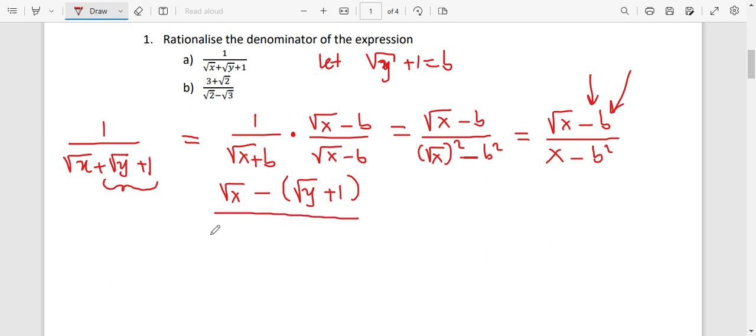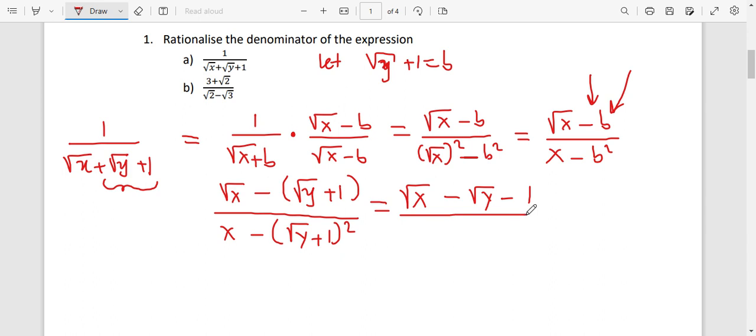And then in the denominator, we are going to have x minus, where there is b again, we are going to put square root of y plus 1. This is squared. Now continue simplifying. This is going to be square root of x. Distribute the negative, that will be minus square root of y, and then minus 1. In the denominator, you are going to have x minus. Now, when you have got square root of y plus 1 squared, expand that. So you can say square root of y plus 1 multiplied by square root of y plus 1.